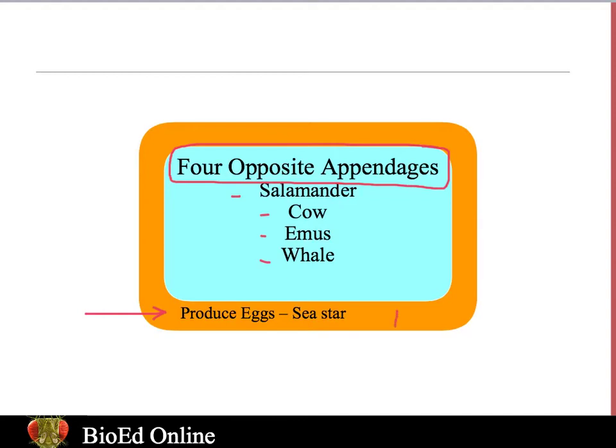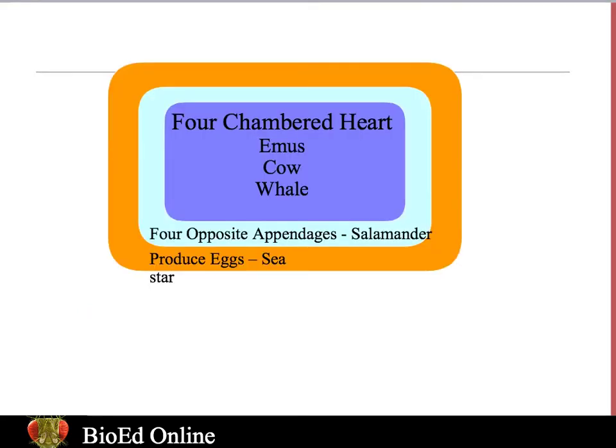So clade 1, again, was all the organisms that had eggs. Clade 2 is those organisms that have 4 opposite appendages. In the next clade, again, we're going to exclude one organism. Our anatomical characteristic is a 4-chambered heart. Emus, cows, and whales all have a heart with 4 chambers, 2 atria and 2 ventricles. A salamander does not. So it has now been excluded from that new clade, but it's still a part of the original clade, produces eggs.